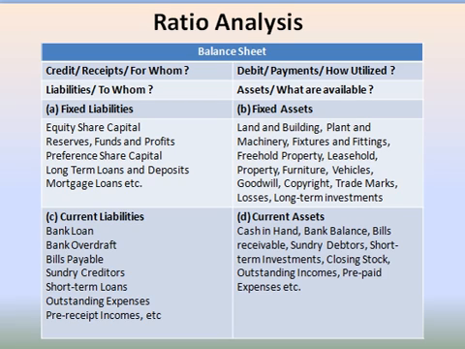On the current assets, or rather the debit side of the balance sheet, we have cash in hand, bank balance, bills receivable, sundry debtors, short-term investments, closing stock, outstanding incomes, prepaid expenses, etc. So when we're talking about fixed liabilities, which is what category A is, what are we talking about? We are talking about amounts received on a long-term basis. The period generally being more than 1 year.